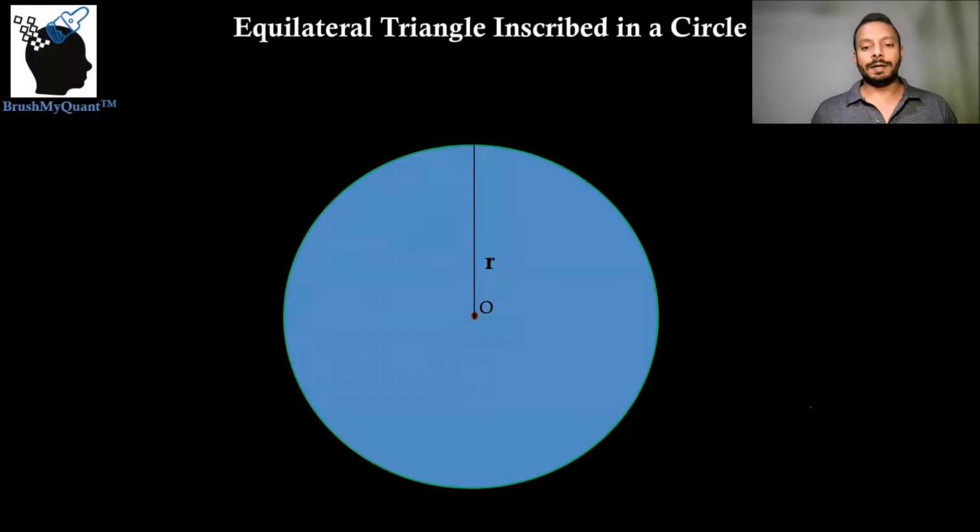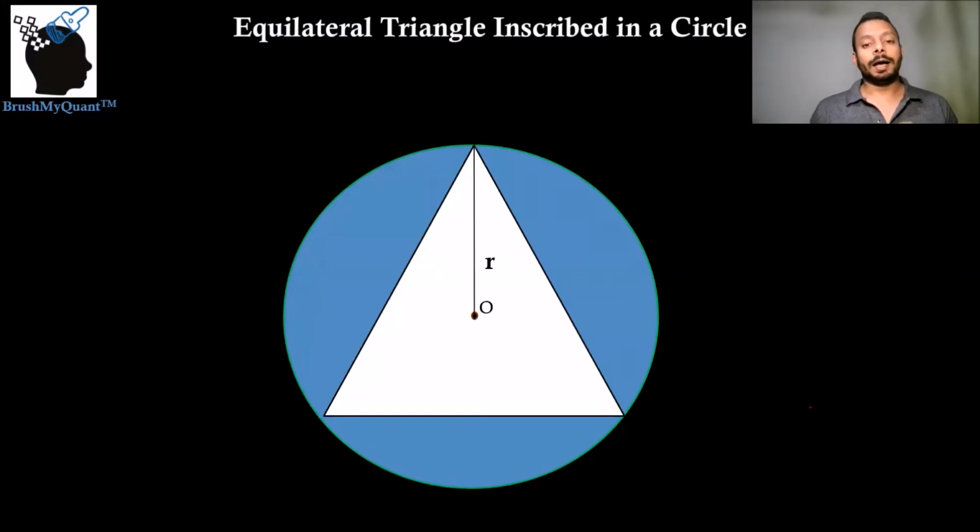So let's say we have a circle with center O and radius R, and we have an equilateral triangle ABC of side A inscribed in the circle. Now, if we drop a perpendicular from A to BC, let's say AD is the perpendicular, definitely AD is going to pass through the center O of the circle. And let's say the height of this perpendicular AD is H.